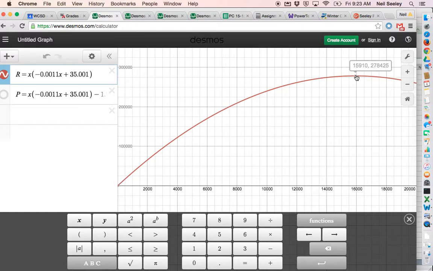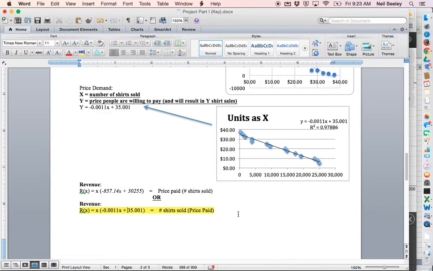And when I say in part two, hey, would you maximize revenue, please, and tell me what you get, you can actually graph this and go to the peak here on Desmos. It says 15,910 units is where I get my maximum revenue, and I rake in $278,425. Voila, that's it. The calculus that we've used in the past is we would set the derivative of revenue equal to 0, and it would tell us X equals 15,910. Technology does it all for us, and I'm cool with that.